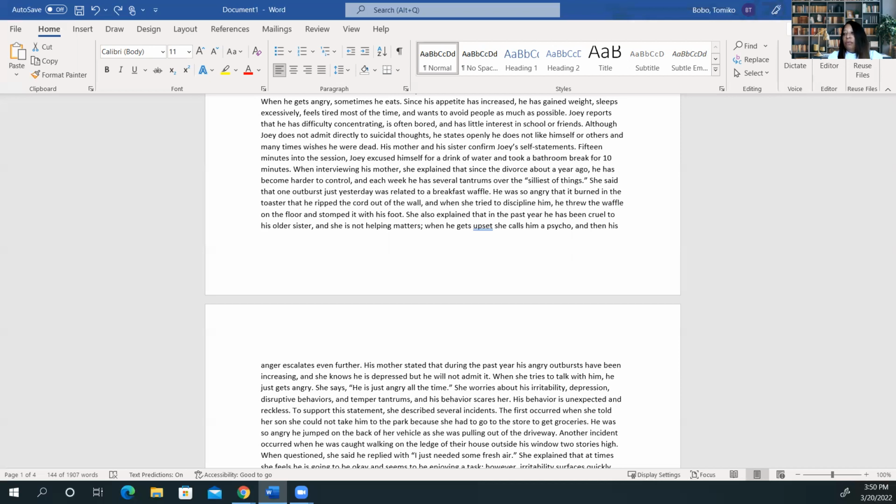His mother and sister confirmed Joey's self-statements, and 15 minutes into the session, Joey excused himself for a drink of water and took a bathroom break for 10 minutes.